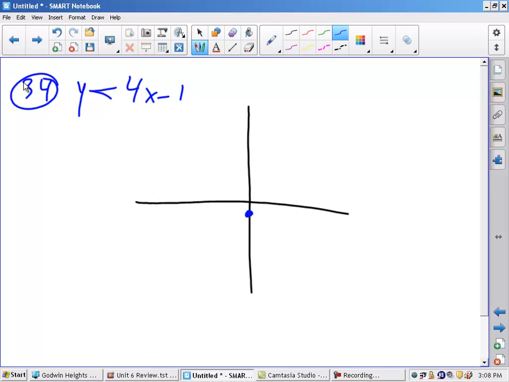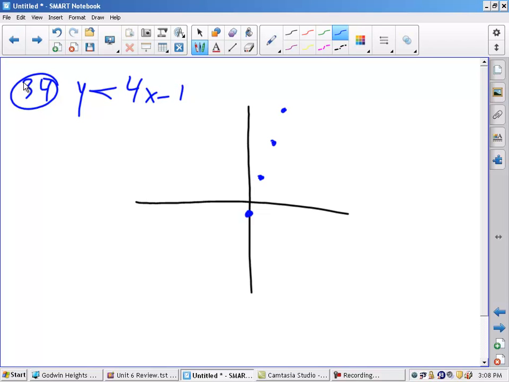Remember, there are 3 steps when it comes to inequalities. The first step is to find out where the location of the line is. So I need to go up 1, 2, 3, 4, and over 1. Up 4 over 1, and keep going. So that's the location of the line. I'm not doing my line yet.